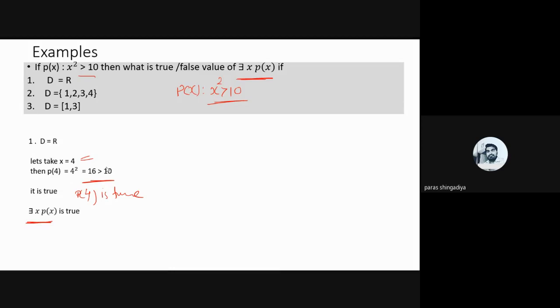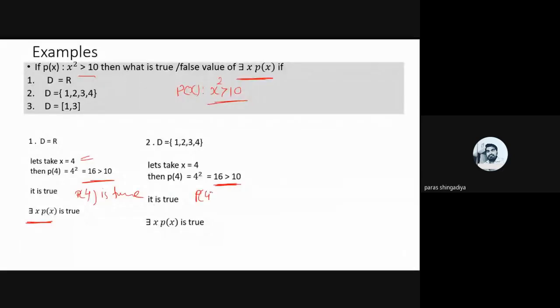So that is the first case, and now in the second case we have the domain D equal to 1, 2, 3, 4. There are four values in the domain. So find such a value from the domain. P of 1 is false, P of 2 is also false, P of 3 is also false, but for x equal to 4, P of 4 is 16 greater than 10, and that is true in mathematics. So P of 4 is true.